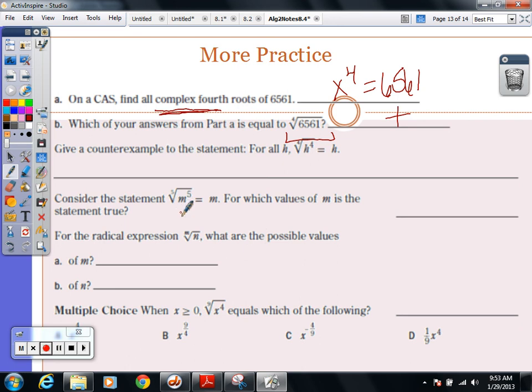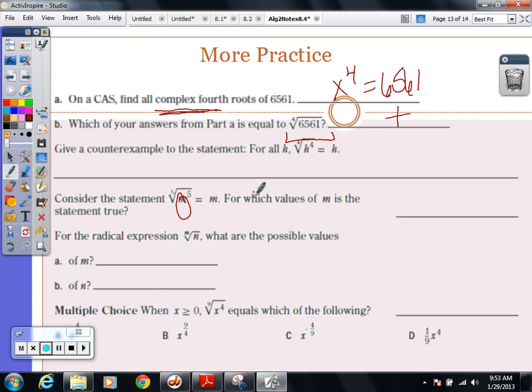Consider the statement. For which values of m is the statement true? What was that stipulation you had to make about m? Okay. And same thing here with the counterexample. Try to plug in some negatives. See what happens.